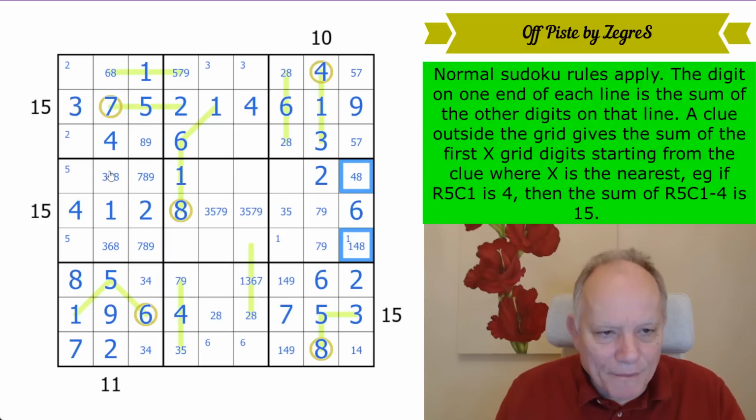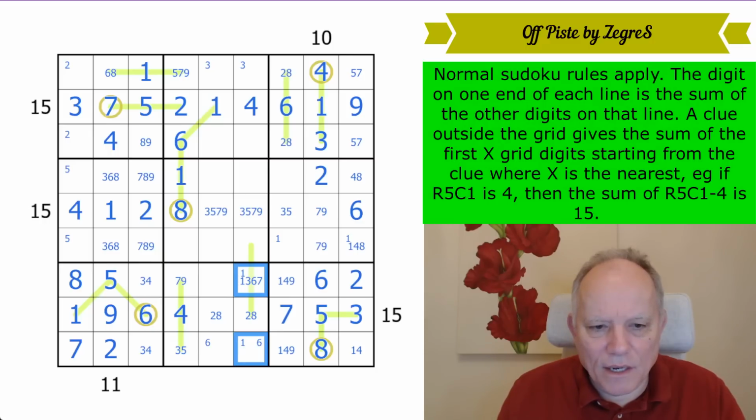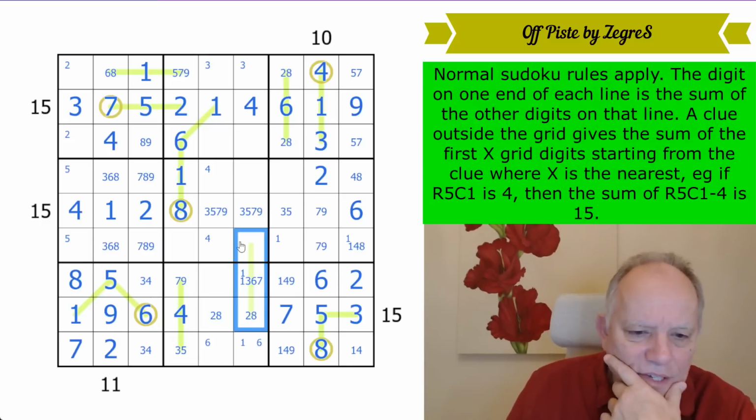It's Sudoku, really, at this point. One of those is a 3. We know that. There's a 1 there and a 1 there. So one of these two is a 1. And one of these two is a 4. Now, come on, something with this arrow now.